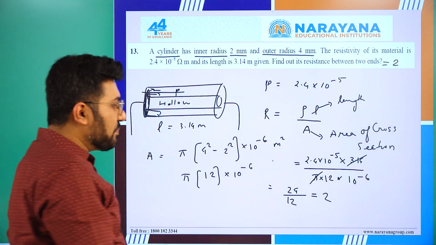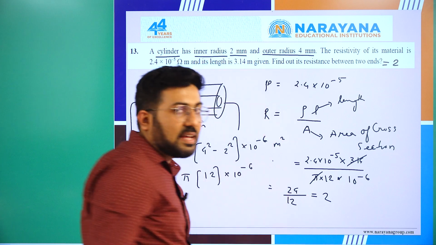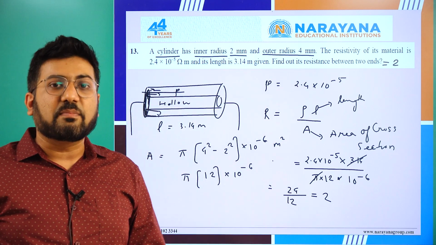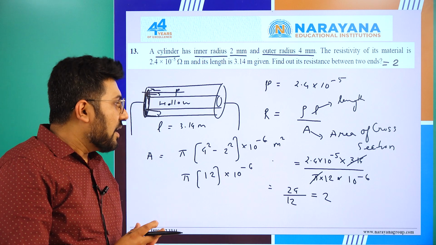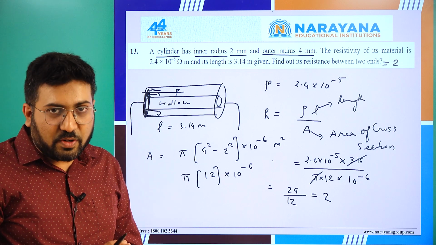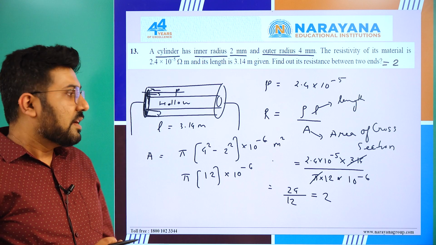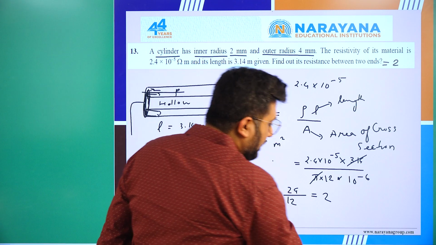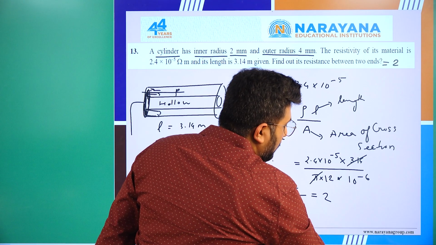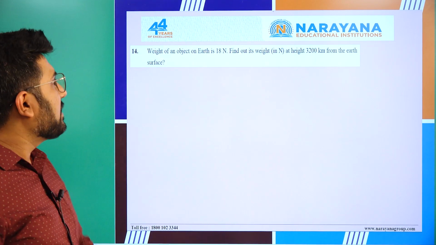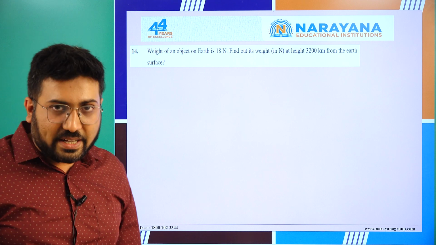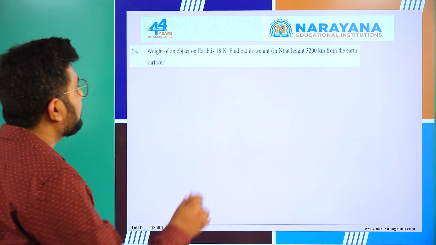Okay, again I'll repeat, these are memory based questions. JEE Mains have not released the question paper yet. These are the questions which we have heard from the students who have attempted this paper. Okay, so now let's go to the next question. In this question they have given the weight of an object on earth is 18 Newton.